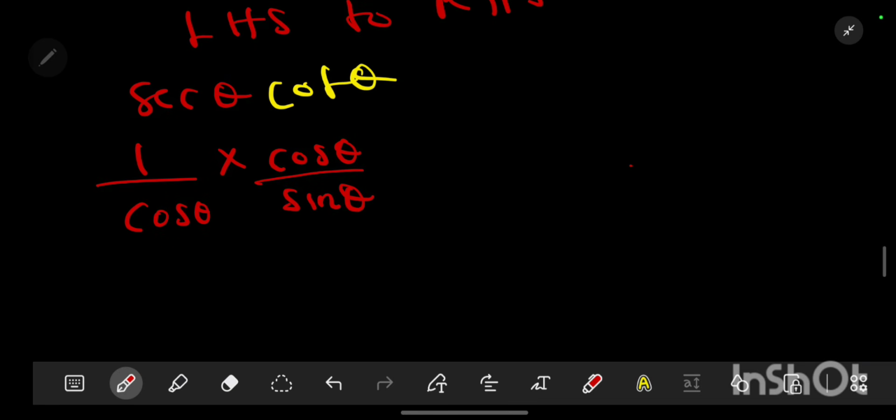So now when we do that, this one and this one are common, so we are going to cancel them. If we cancel them, we are going to end up with something like this. Here we are remaining with 1, here we are remaining with 1, so it will be 1 times 1, it will be 1 over sine times 1, it will be the sine of theta, like that.